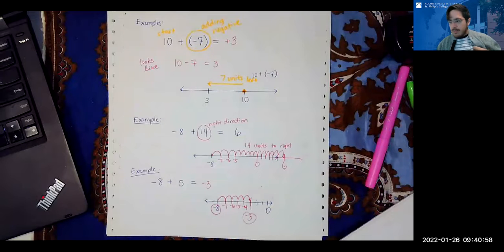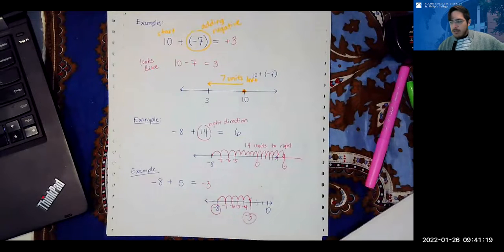The way I look at it is whatever the first number is, if it's a negative or positive, that's where I'm going to start. And then the next number, whether it's a negative or positive, that's the direction I'm going to go. Right. And that's the intuition that you sort of have to have.